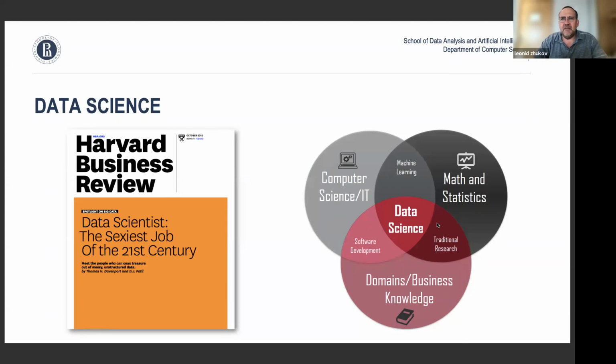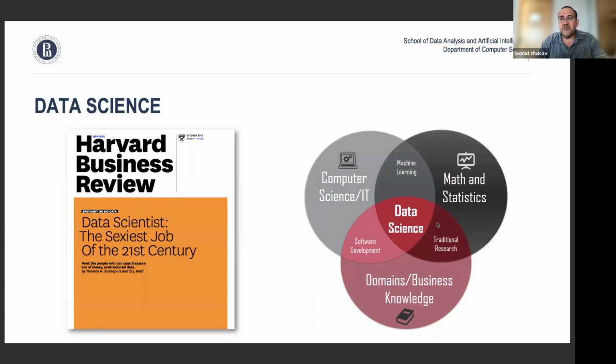But the idea is that data science sits at the intersection of three main topics, main skills, right? So first of all, it is the understanding of math, statistics, machine learning. So it's knowledge of how to do things. It is computer science, IT, which actually gives you the skills to build things.